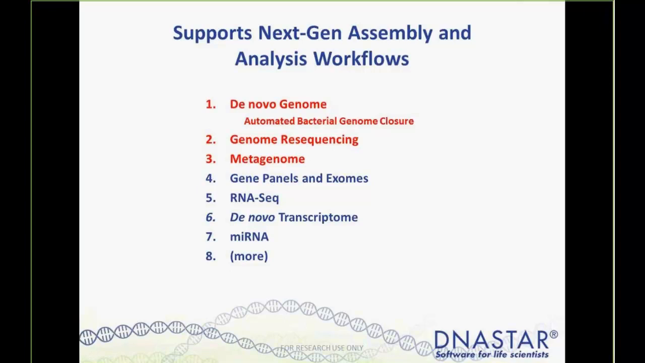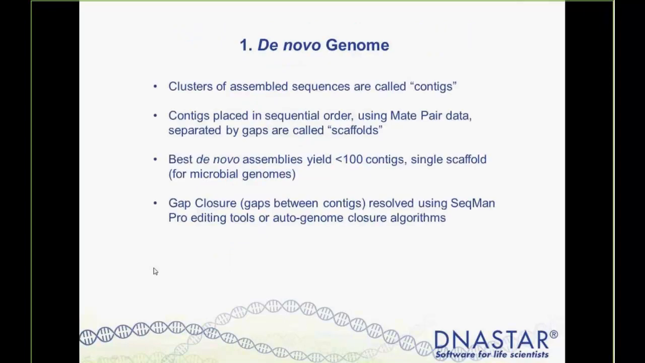With de novo genome, I have just a couple of slides before we get started, and then we'll pretty much focus on software. Just to be clear with some of the terminology: in de novo genome, when we run the algorithm and cluster sequences together, those sequence clusters are called contigs. And the contigs, when you do that first de novo assembly, are kind of free-floating. The assembler couldn't put the whole genome together, and it didn't know what their proper order was.